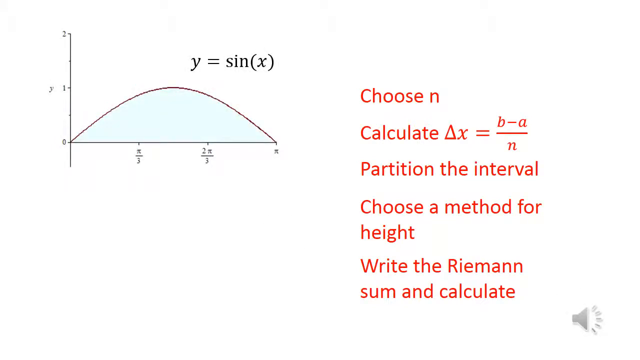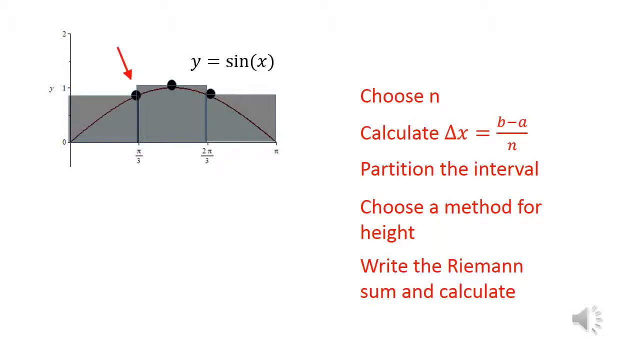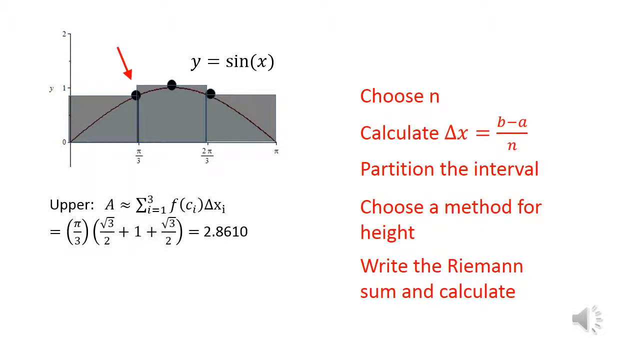Now we come to the upper sum. The upper sum has a slightly different flavor from the other three, because instead of choosing the c sub i in a systematic way, I go to each subinterval and I ask, what is the highest y value for this subinterval? So if you look at the graph, on the subinterval 0 to pi over 3, you can see that the highest value is right there at x equals pi over 3, and the y value that corresponds to it is sine of pi over 3, which is root 3 over 2.